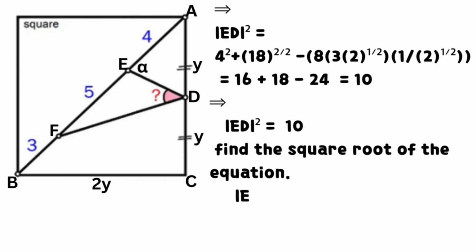Find the square root of the equation. We have that the length of line E, D equals the square root of 10. We call it equation 1.